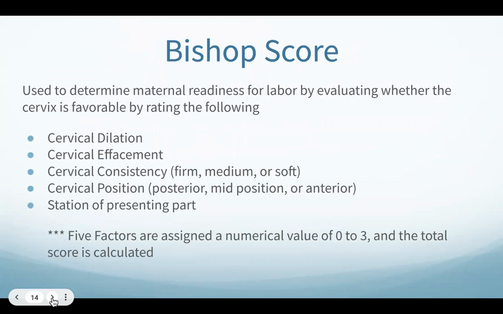But what they need to do first is what's known as a Bishop's score. They need to evaluate this mom and see, is she appropriate for induction? Is her cervix favorable? They're going to be looking at these 5 key things: cervical dilation, cervical effacement, cervical consistency, is it firm, medium, or soft, cervical position, posterior, mid position, or anterior, and station of presenting part. And they're going to rate them from 0 to 3 and calculate the score.